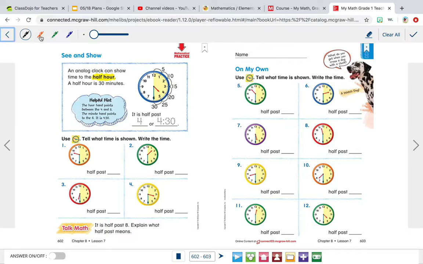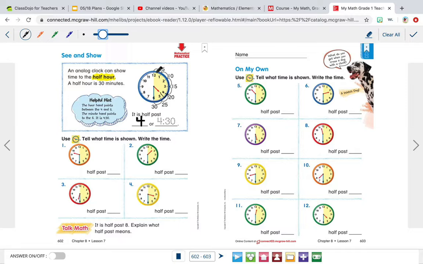We're going to look at the hour hand first. The hour hand is right in the middle. You see how it's right in the middle between 4 and 5? That means we go backwards. We always go backwards. We never go forwards. We go backwards, and it's going to be 4 o'clock. So we know that it's 4:30. It's 4:30 because it's halfway through.